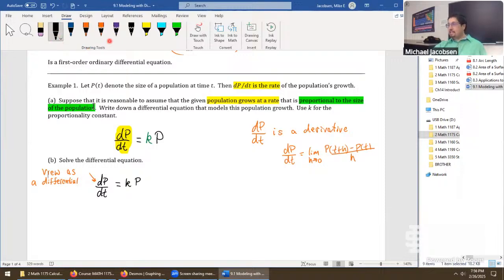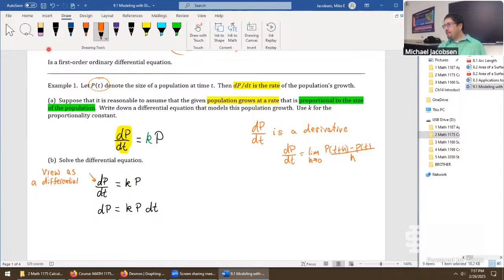So what does that mean? If the right-hand side is differentiable, then dp is one symbol on its own, and dt is a different discrete symbol on its own. It's not like dp dt are just attached together. We could split this up and just write out dp is equal to k times p dt. So this is what the differential would look like.